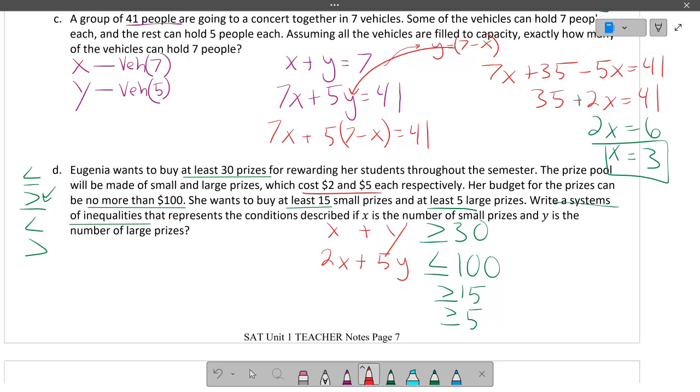Now we have another restriction, 15. What is the restriction on 15? Just x. X has to be a value of at least 15. And then greater than 5 has to be y. So these are our 4 relationships. The sum of the prizes has to be at least 30. The sum of the cost has to be less than 100. I have to have at least 15 small prizes, and I have to have at least 5 large prizes.